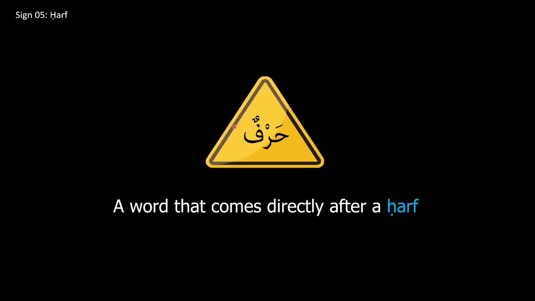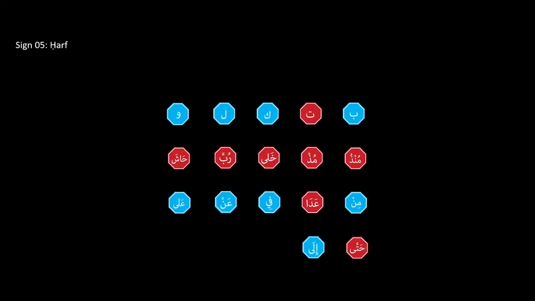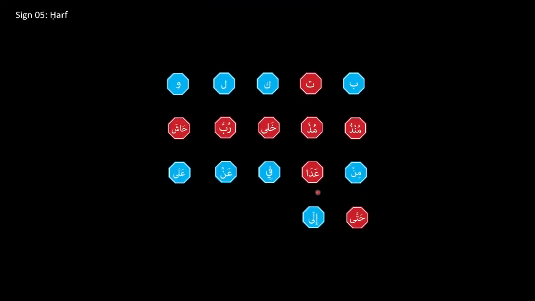Sign number 5, a word that comes directly after a harf. So anytime you see a word coming directly after a harf, you know for sure that that word is an ism. So here is a list of huruf that we'll study in detail later, but know that any word after any of these will be considered an ism. So we have ba, ta, kaf, lam, waw, munzu, muz, qala, rubba, hasha, min, ada, fi, an, ala, hatta, ila. The blue ones are the ones that are really common, and the red ones are the ones that are not so common. So anytime you see any of these words and there's a word after, that word after is going to be considered an ism.